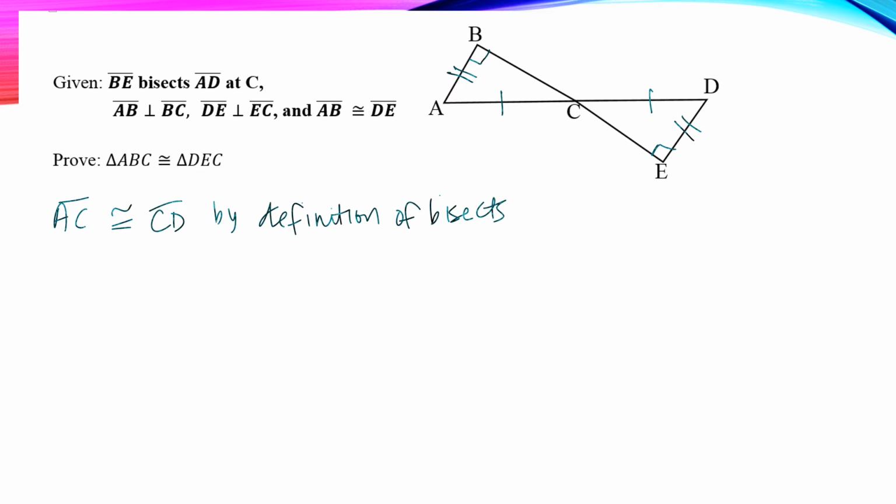So that being said, now if I look here, I have two right triangles, and then I have the hypotenuse and the leg. So I can say that both of these triangles are congruent by HL. Because my hypotenuse, the long edge, is congruent, and then the one set of the legs are congruent.